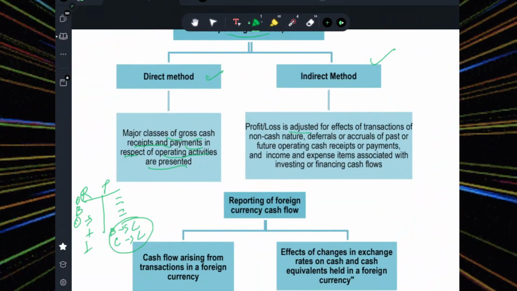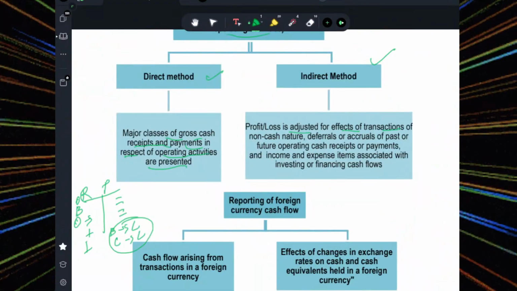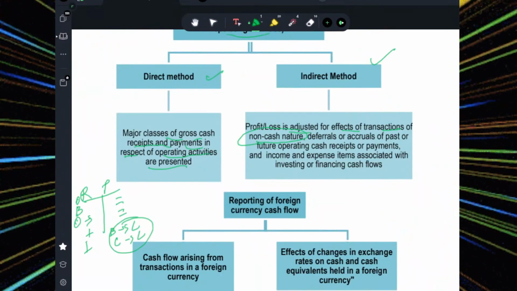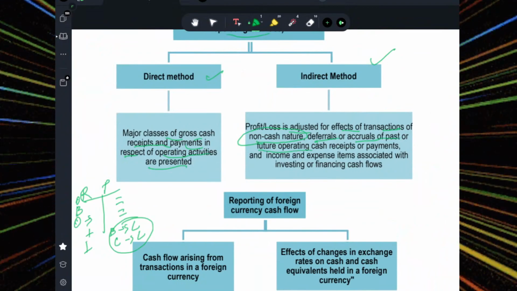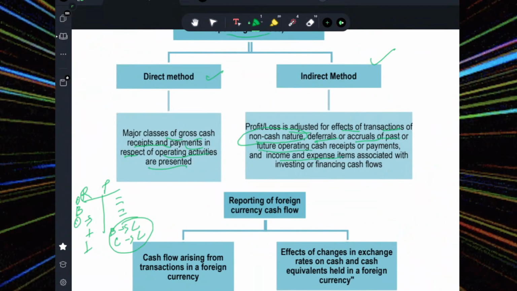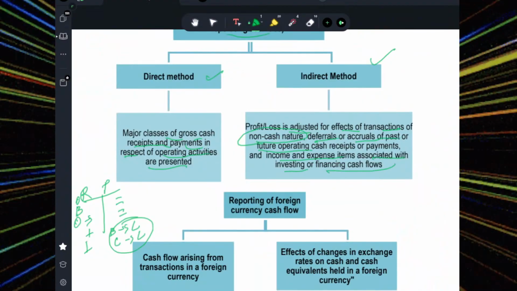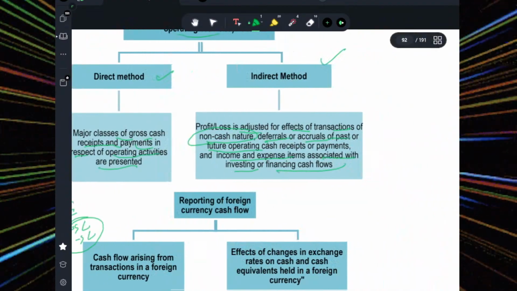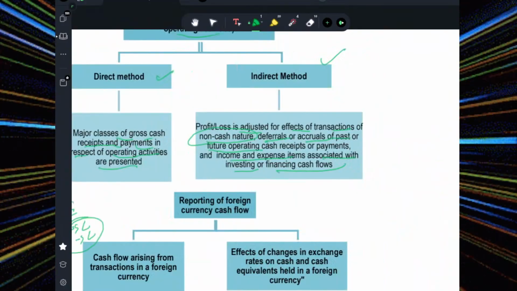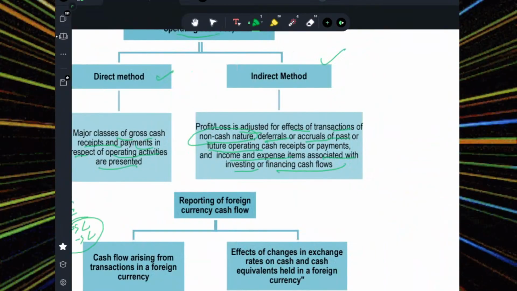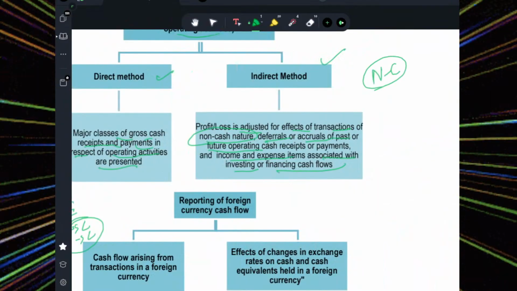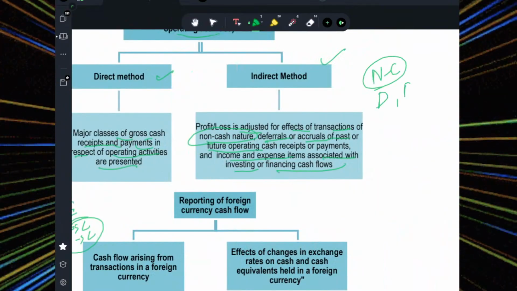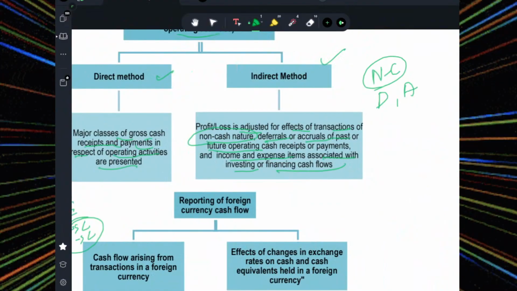The profit and loss is adjusted for the effect of transactions of a non-cash nature, a deferral and accrual of past and future operating cash receipts or payments, and income and expense items associated with investing or financial cash flow. So the indirect method is totally about the effect of transactions of a non-cash nature, deferral or accrual of past and future operating cash.